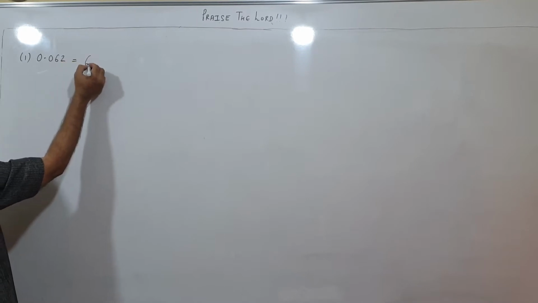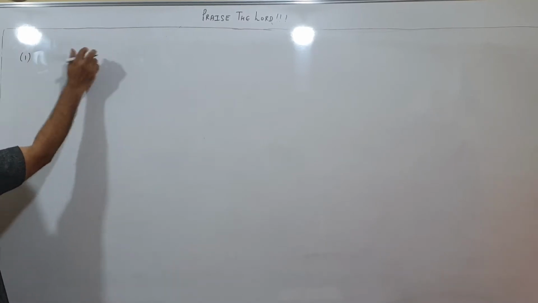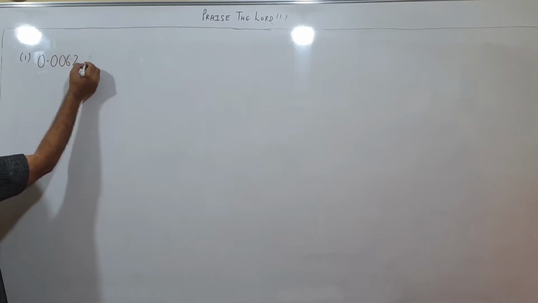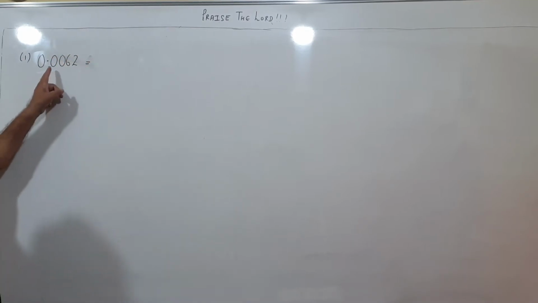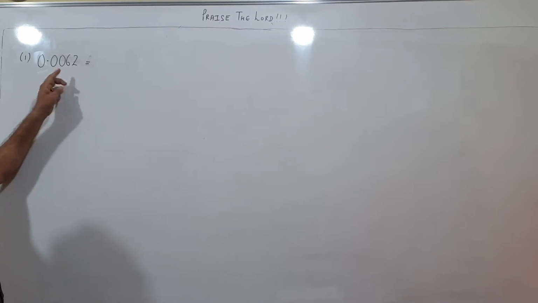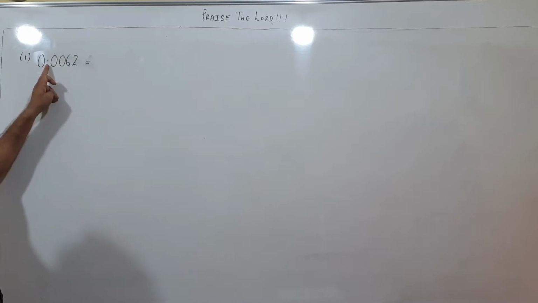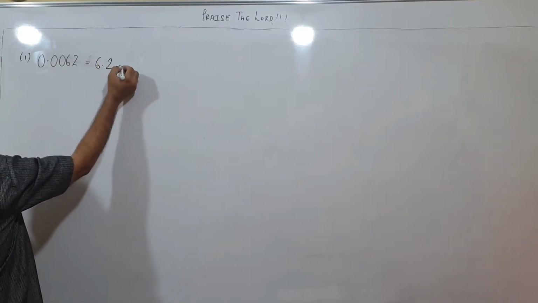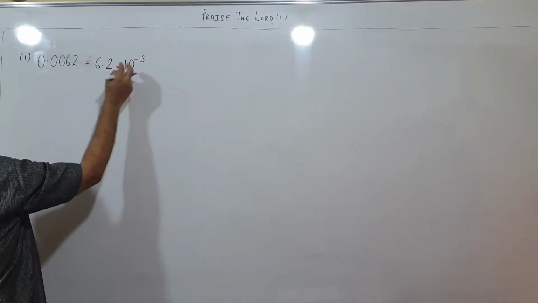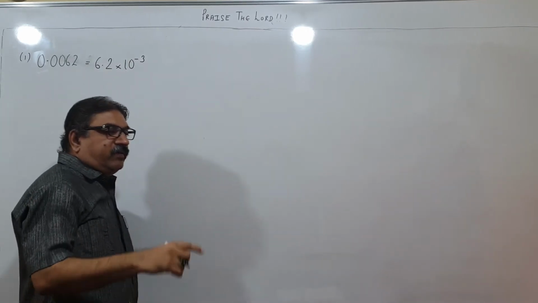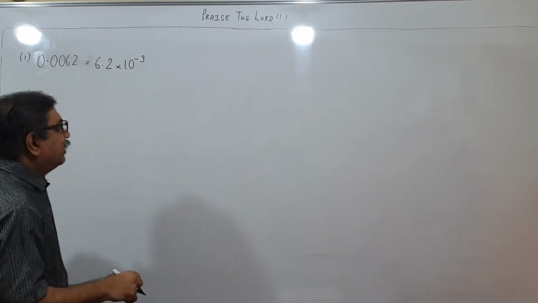So this will be 6.2. I'll write bigger for you. 0.0062 supposing. So decimal point should come here after the first non-zero digit because this is the first non-zero digit from the left. So decimal point should be shifted by how many places? 1, 2 and 3. So this will be written as 6.2 into 10 raised to minus 3. Minus 3 because I am shifting 3 places forward. Whenever we shift forward, take 10 power negative.